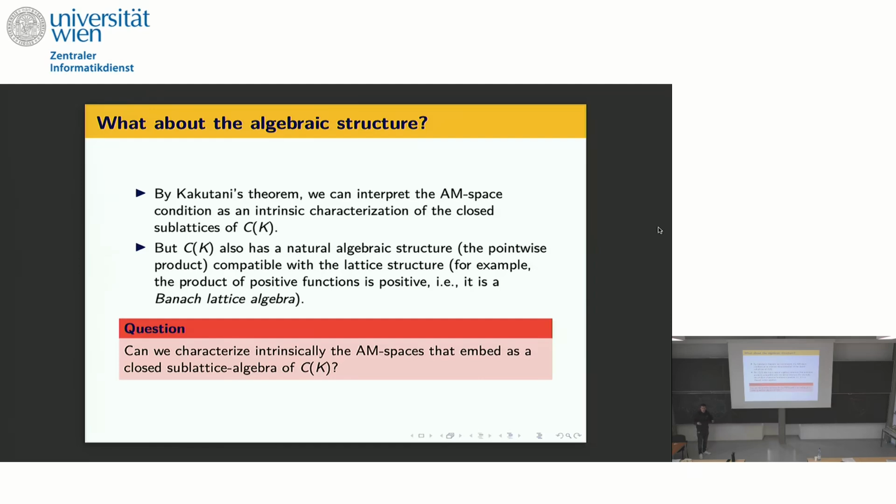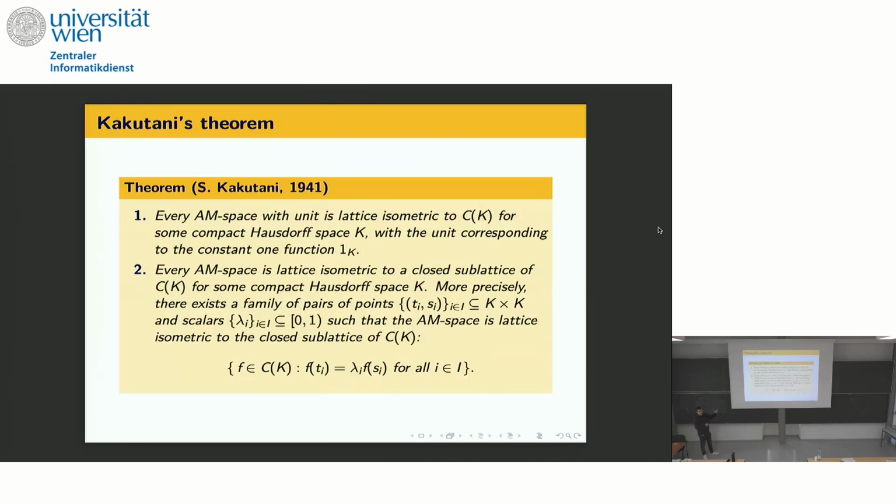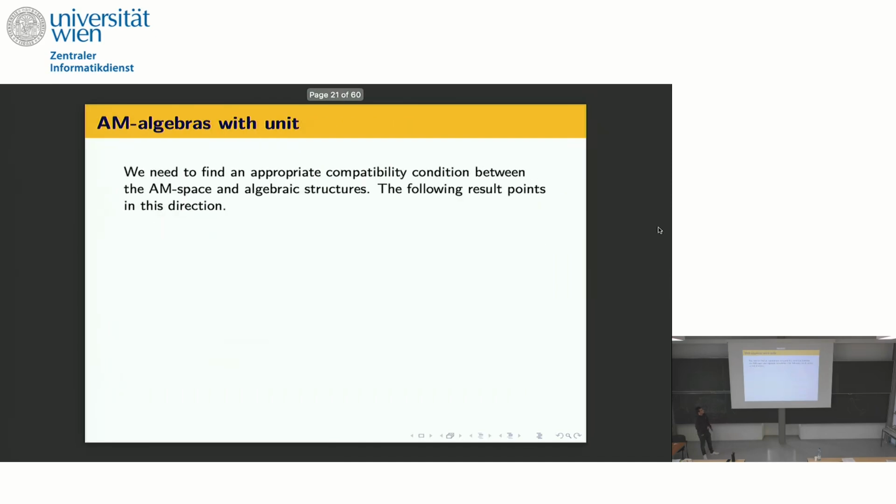Of course, the subalgebras of C(K) are the commutative C-star algebras. But my viewpoint is that I start with a sublattice, and I want to know when it embeds also as a subalgebra. And the idea is to give a result analogous to this one here. So let me go straight to the point. We need to find an appropriate compatibility condition between the IM space structure and the algebraic structure. And there was already a result in the literature that pointed in the correct direction.